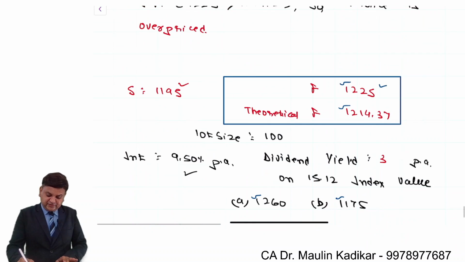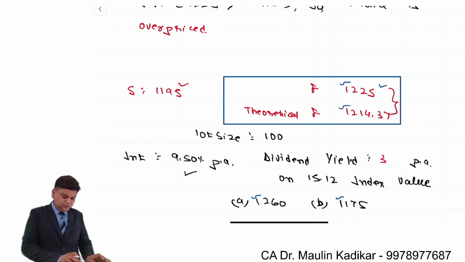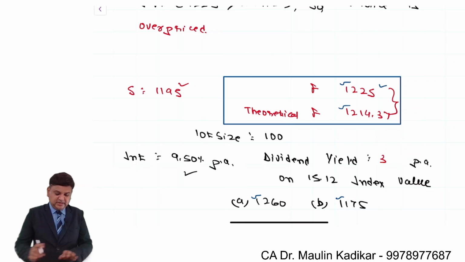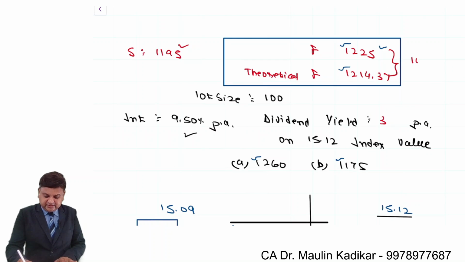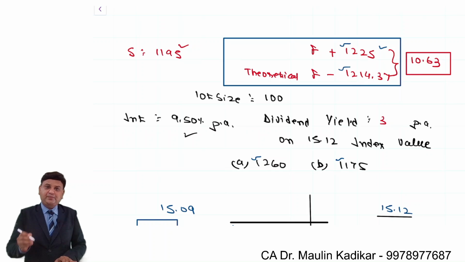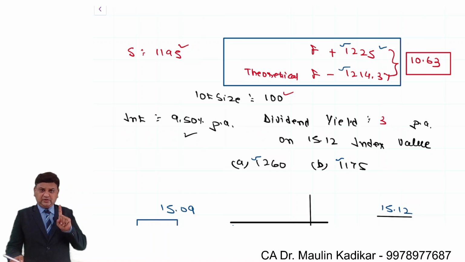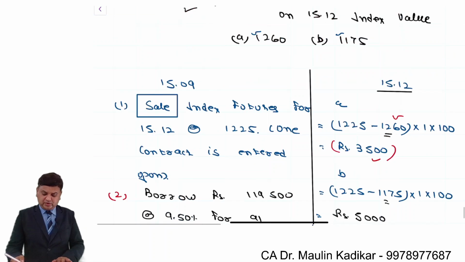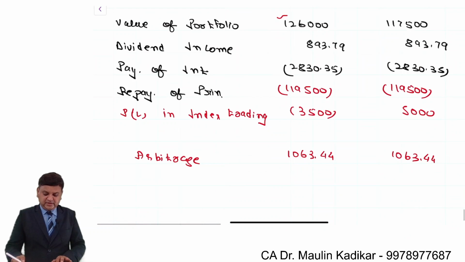Dear students, you can make the difference of these two: 1225 minus 1214.37, and the difference comes to exactly 10.63. This is the price at which you have sold, and it is deemed that you have purchased at this price, and the difference of that is the amount of the profit that you are able to make per rupee. Okay, and 100 is the lot size. We have entered into one contract, so 10.63 into 100, you make a profit of 1063.44.